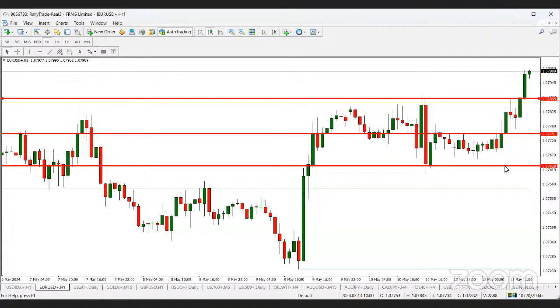I look out for around 10 pips of profit. Okay, so I'm going to be buying Euro USD from 1.07880 with around 15 pips in mind, and I'll be looking out for a sell on Euro USD for 1.07750 with around 10 pips in mind. Okay, so that's Euro USD. Let's move on.